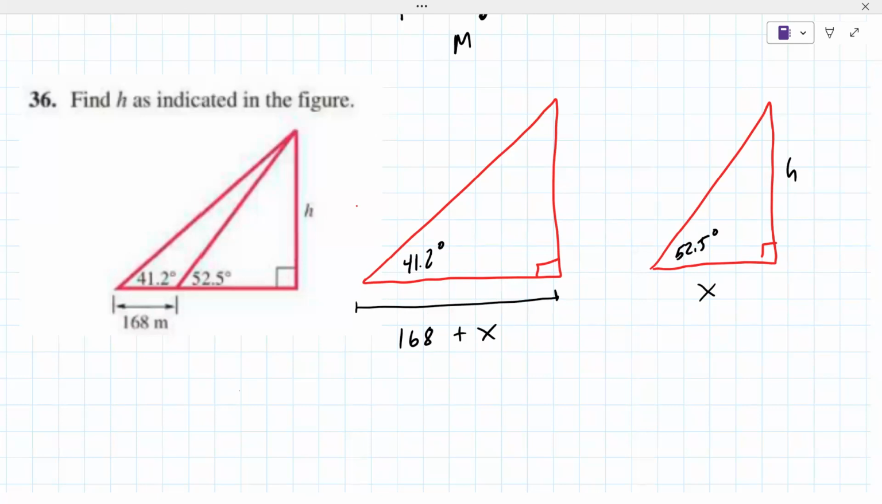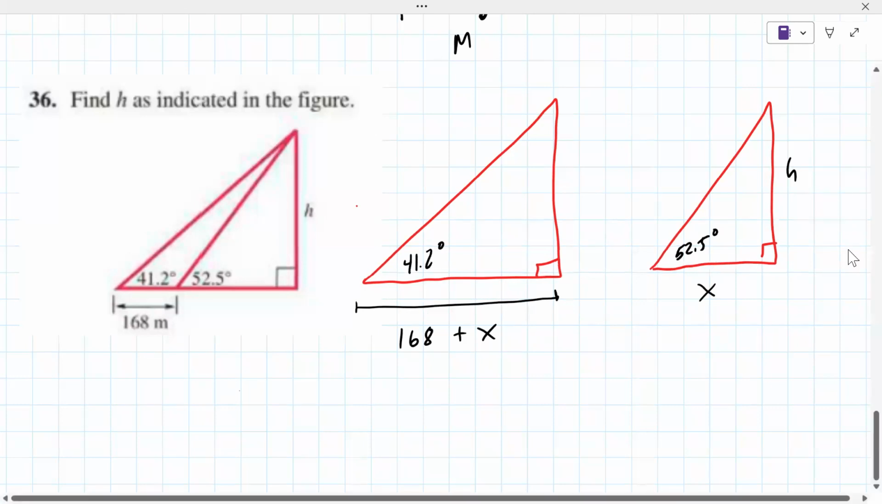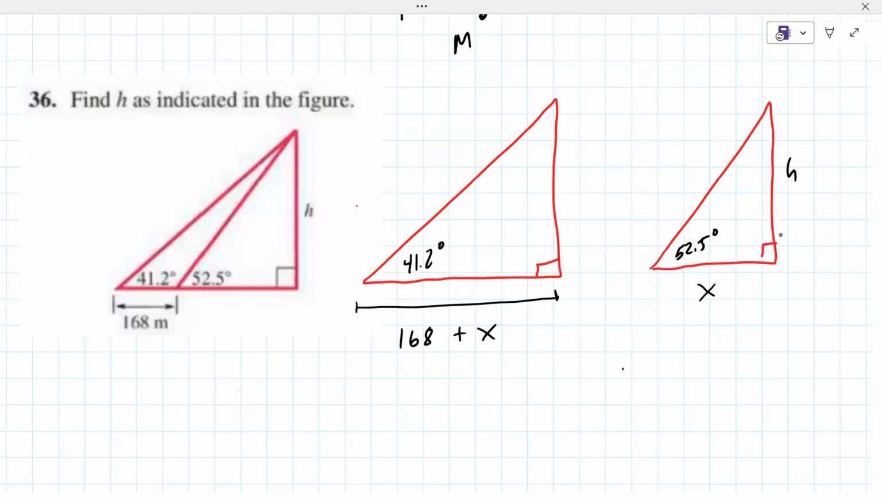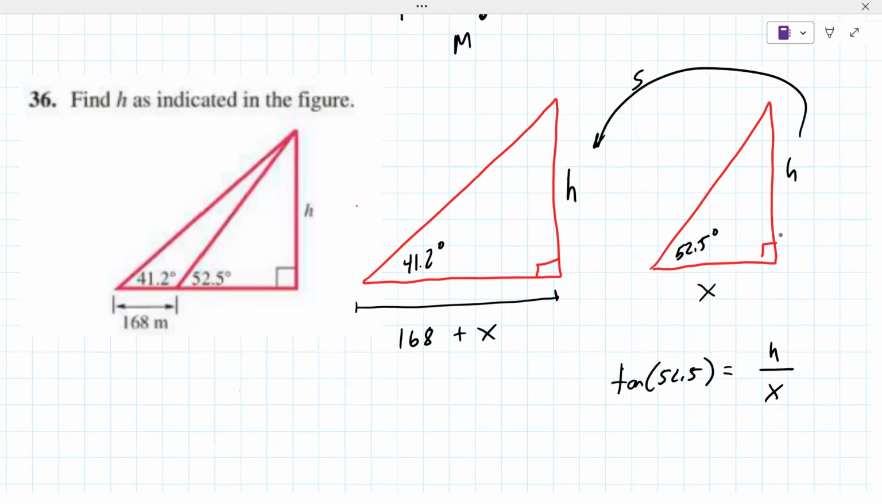Okay. So the issue here is with all the other ones we've been doing, you were given enough information to find everything in the right triangle. Now you're not. Now you're like, what do I even do here? Well, you have to be told this, but the tangent of 52.5 on the right equals h over x. You can't do anything with that, but you have an equation. What's nice is that the heights are the same in both triangles.